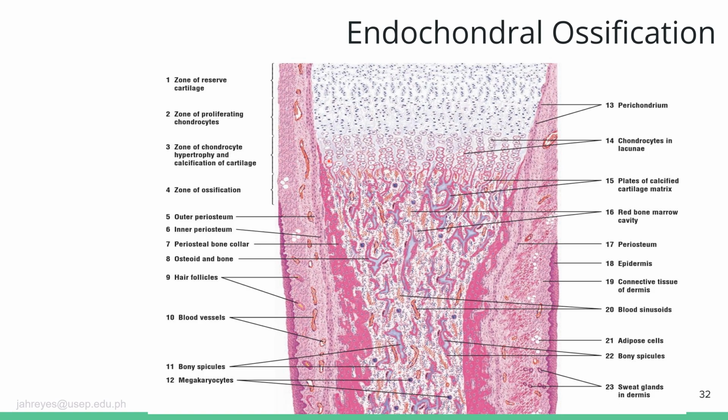In the zone of the calcified cartilage, these hypertrophied cells will begin to degenerate, and the cartilage matrix will be further calcified. And that calcified cartilage will serve as an initial scaffolding for the deposition of the new bone. So that appears the different layers of endochondral ossification.